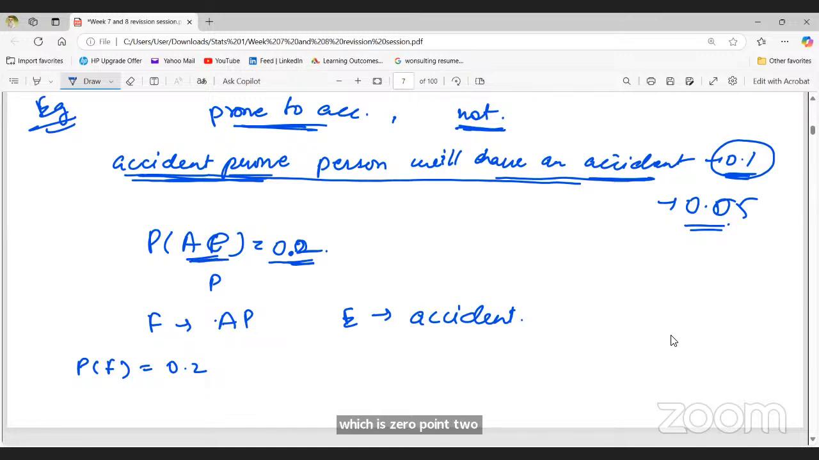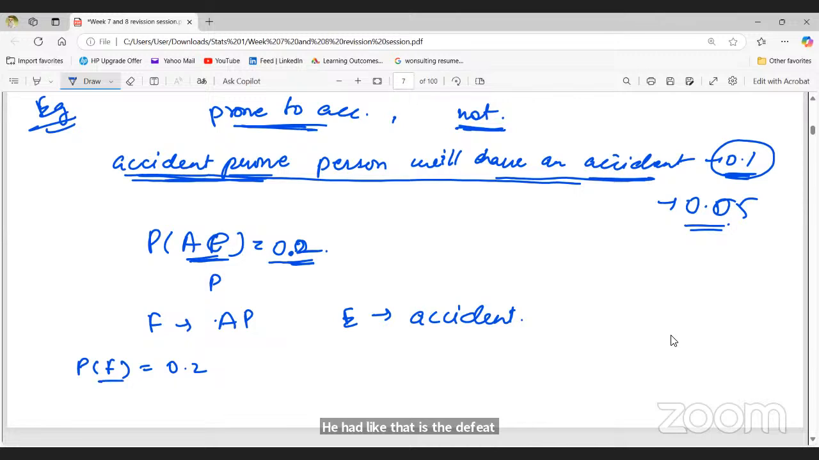Ma'am, I have a doubt. What is the difference between accident prone and accident? Accident prone is like there is the possibility of an accident. He is prone to have an accident, like he has the possibility to have an accident. Actually having an accident is different. Ma'am, here you have given 0.1 is also the accident prone. See, I'm coming to that point.